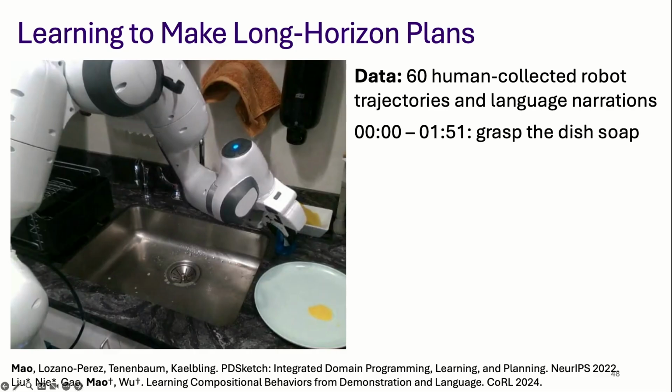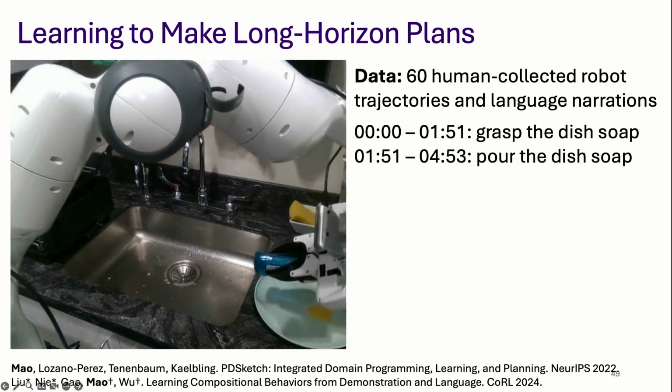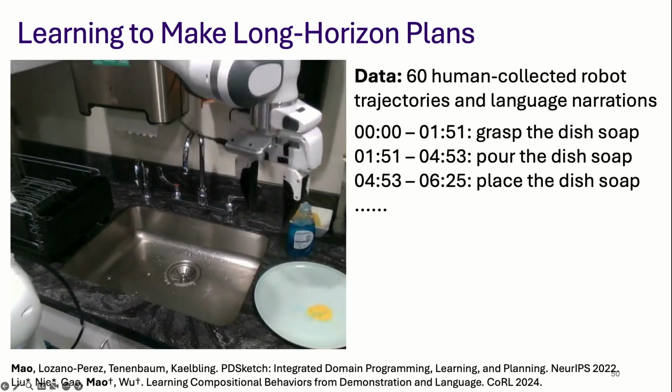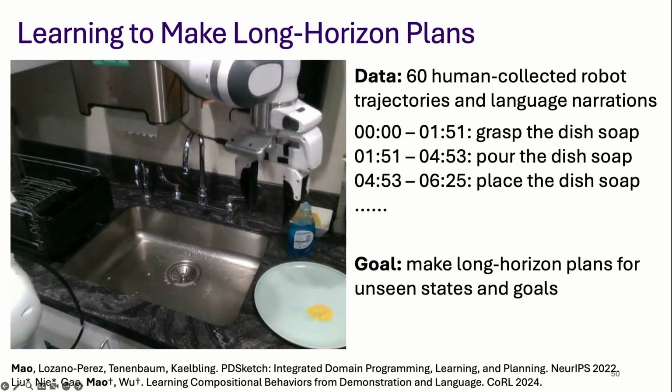We assume that such a trajectory is segmented and then annotated with some language narration, such as from the beginning to this second, we are grasping the dish soap, and then from here to there, we're pouring the dish soap onto a plate, and then finally, we place the dish soap back onto the counter. And then we focus on how we can build a system that can learn from such data with the goal of making long horizon plans to unseen states and also novel goals you have never seen before.